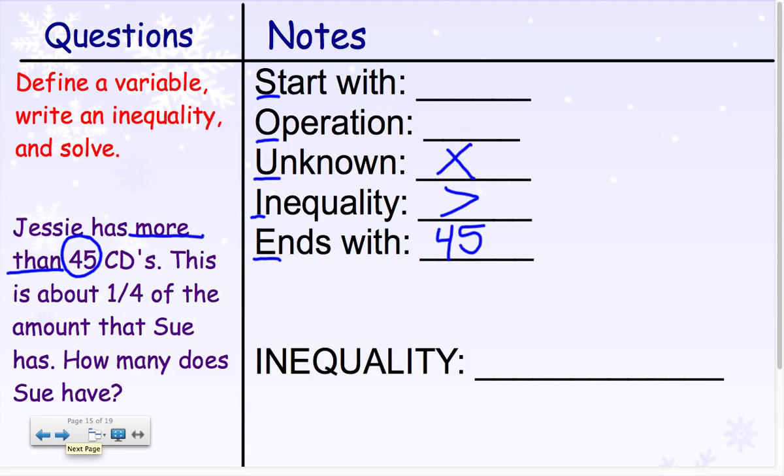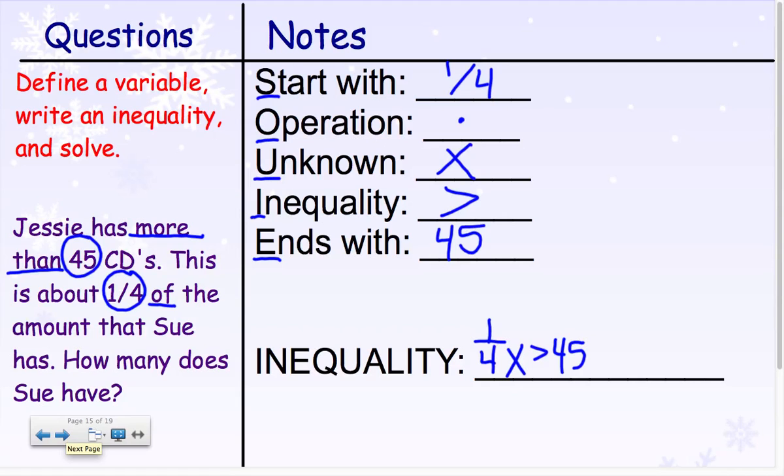So now we're just left with the starts with and the operation. Starts with is always the other number they give us, so that's 1/4. And I want you to look carefully at that problem. Where do you see an operation in that problem? The operation comes right after the 1/4, and that's the word of. The operation for of is multiplication. So that means I have 1/4 times x is greater than 45.